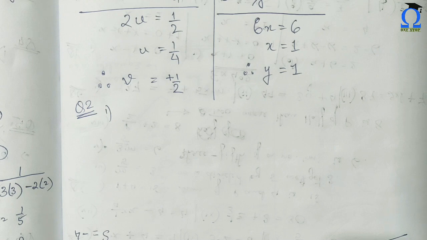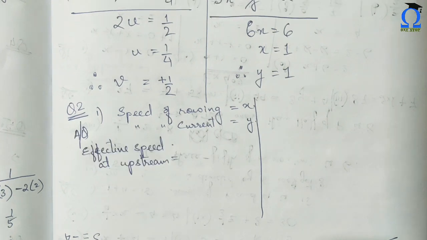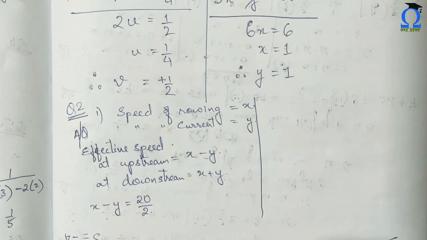So her speed of rowing in still water and the speed of the current is asked. So I have taken speed of rowing to be x and current to be y. Okay. Therefore, according to the question, by applying speed equals distance by time, the effective speed upstream will be x minus y, because it is upstream, so it will be reduced. Yes. And for downstream it will be increased. Therefore, x plus y.